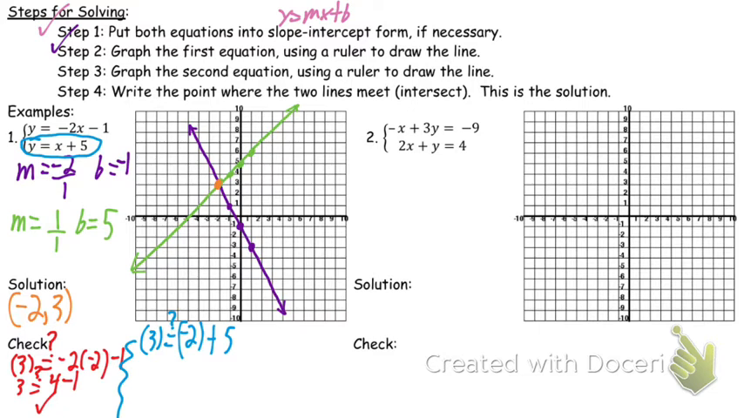Okay, now what is -2 plus 5, Eben? -2 plus 5. Yep. It's 3. So does 3 equal 3? Yeah, it does. So does this work for both equations? Yeah, so we got it right.